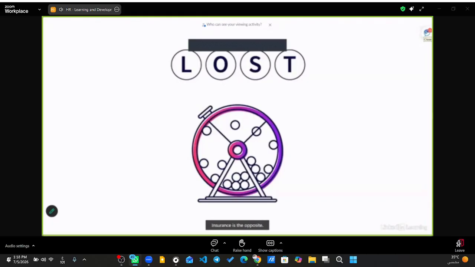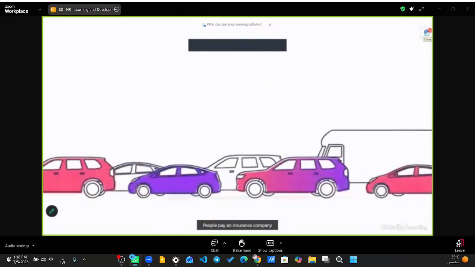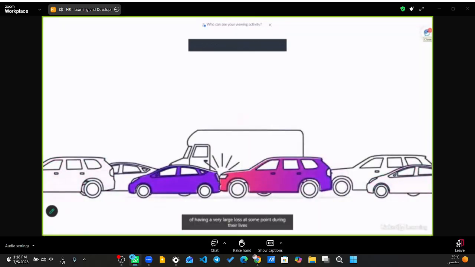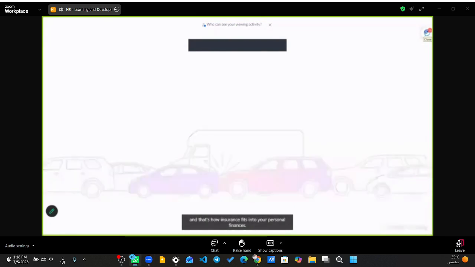Insurance is the opposite of it. People pay an insurance company even though they know, on average, that they're never going to need the insurance company, all so that they can avoid the risk of having a very large loss at some point during their lives. And that's how insurance fits into your personal finances.